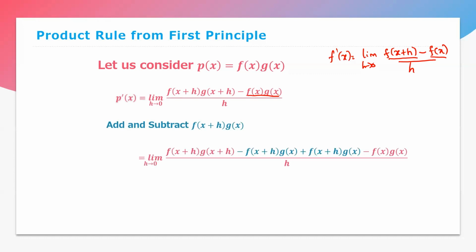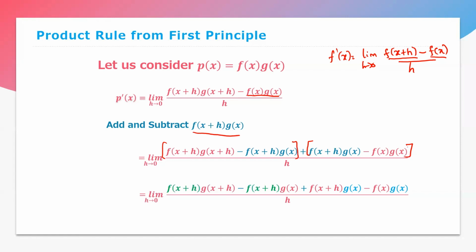So when we add and subtract that, the next step is limit h tends to 0, f of x plus h into g of x plus h minus f of x plus h into g of x plus f of x plus h into g of x minus f of x into g of x by h. We added and subtracted f of x plus h into g of x. Now let us consider the first two terms and last two terms together. So among these two terms, let's take the common factor out. In the first two terms, we have f of x plus h as common. And in the last two terms, we have g of x as common. So let's take the common factor out.